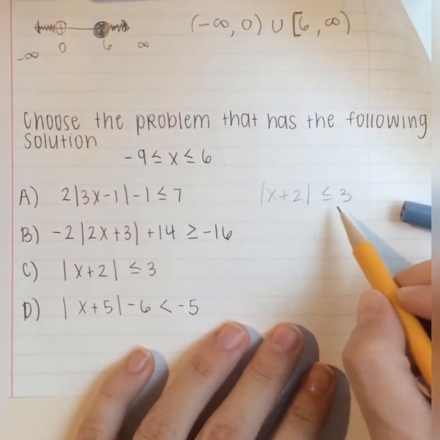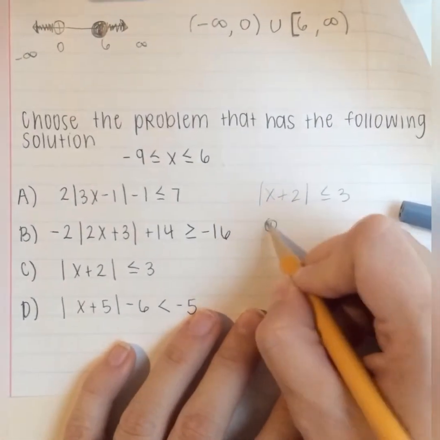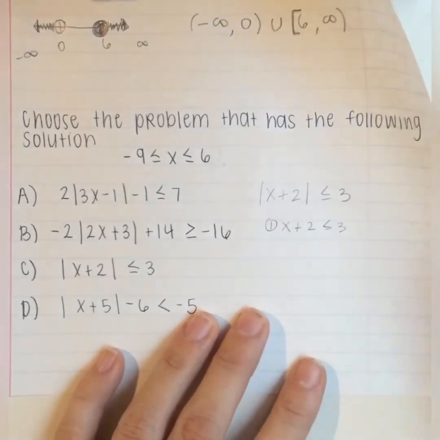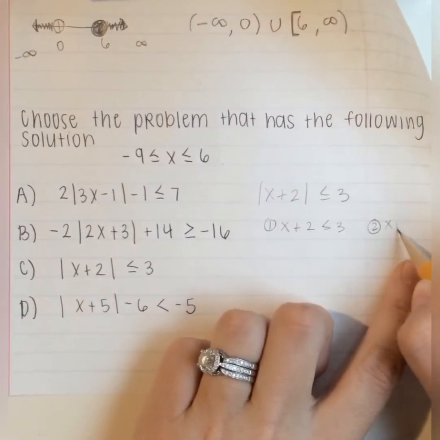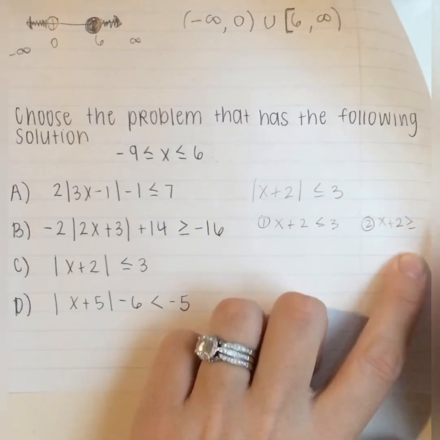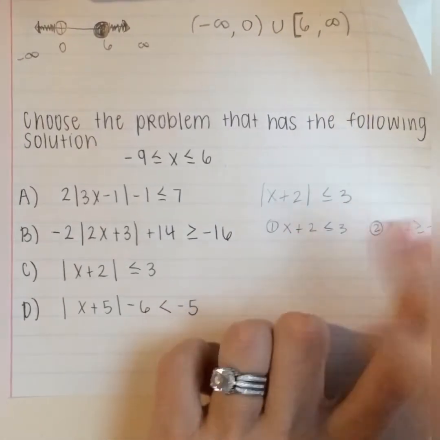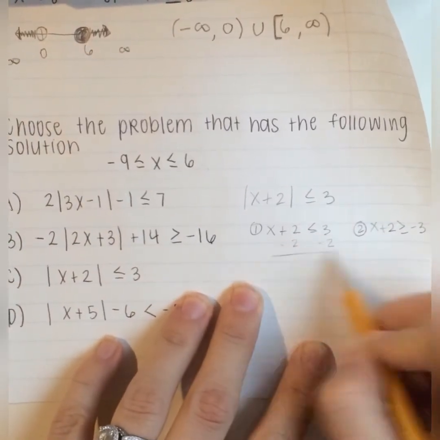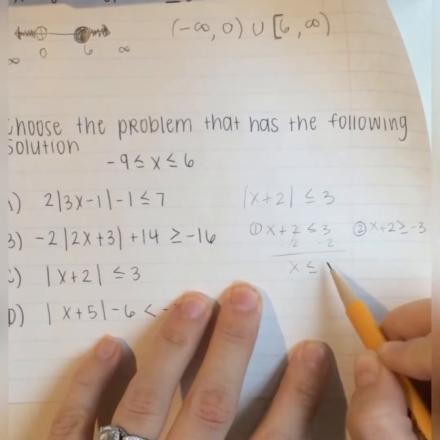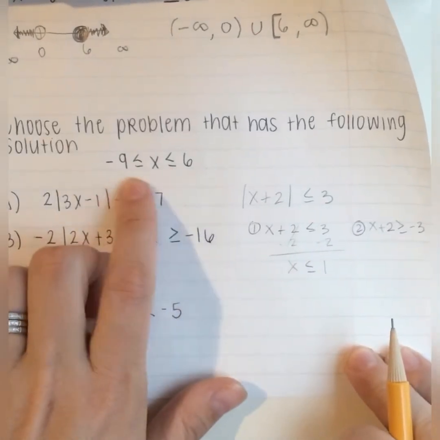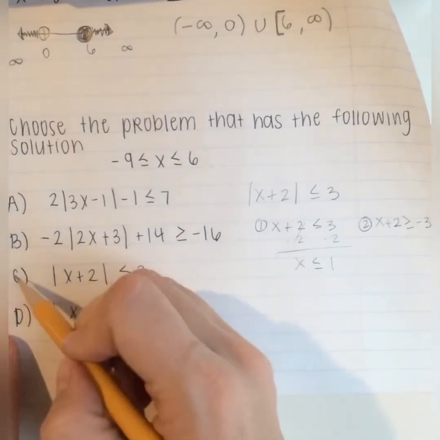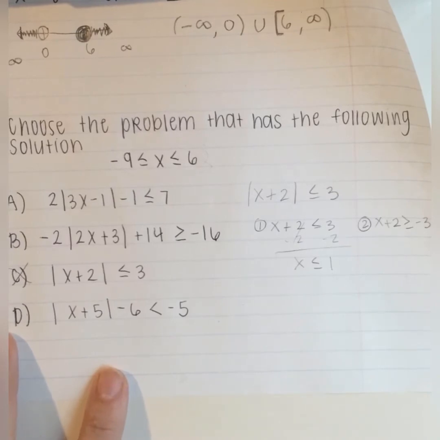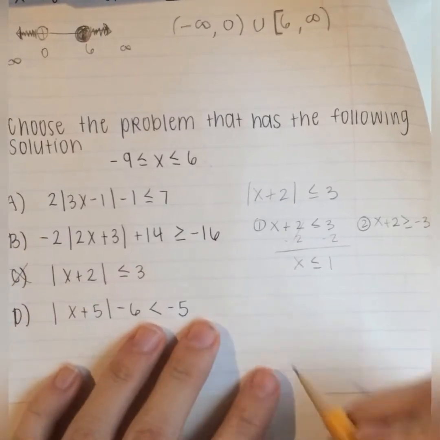All right, so for this inequality, we'd have our two equations. x plus 2 would be less than or equal to 3. And then we'd also have x plus 2 is greater than or equal to a negative 3. Running off the page. Okay. So we would do minus 2 on both sides, and we would get x is less than or equal to 1. That's not one of my answers, so I can stop there, and I know my answer choice C is incorrect, right? Let's look at B real quick because that's an interesting one.